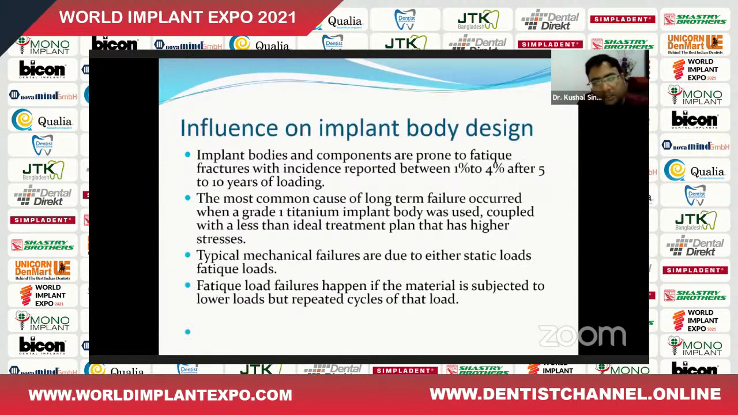Now the next. Influence of the implant body design. The implant body and components are prone to fatigue fractures, with incidence reported between 1% to 4% after 5 to 10 years of loading. The most common cause of long-term failure occurred when a grade 1 titanium implant was used, coupled with less than an ideal treatment plan, that's the higher stress. The typical mechanical failures are due to either static loads or fatigue loads. Fatigue load failure happens if the material is subjected to lower loads but repeated cycles of that load.